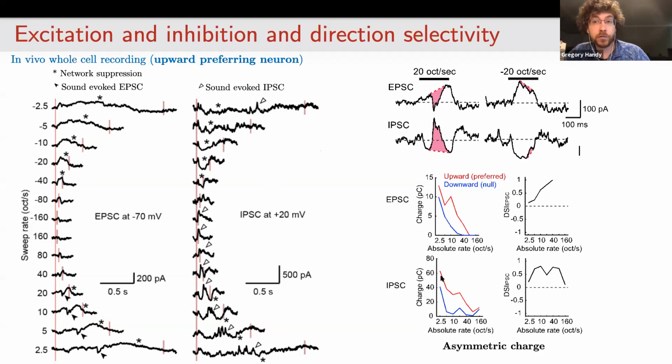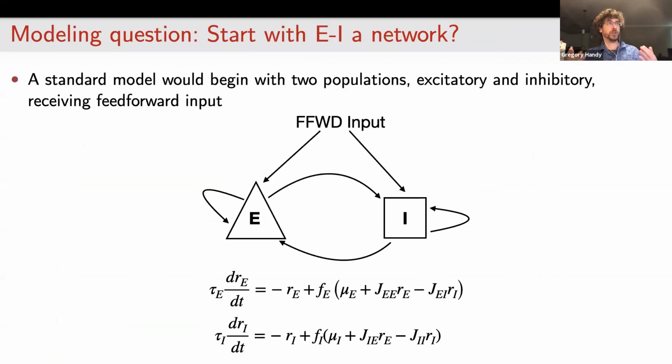All right, so this leads to a very interesting modeling question. When you think about a model of A1 or the cortex in general, you might want to start with two populations, an excitatory population and an inhibitory population, both having recurrent connections and talking across the populations, with both receiving feed-forward input. And maybe you could look at a mean field model of the rates of these populations. Well, why would you start with that?